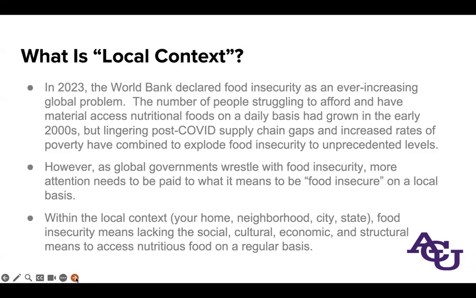I want you to ask yourself, in this internet world where everything is international and 24/7, why is understanding local context so important? Particularly when you're talking about food insecurity. Why is this a big deal? What does understanding food insecurity locally actually mean? I want to back up even further to go into this. I've got a little bit of background.